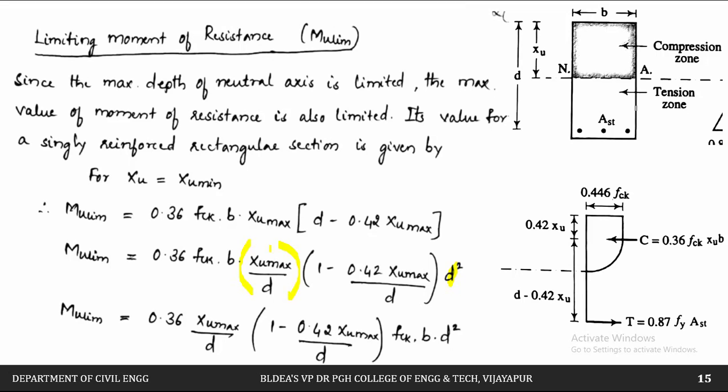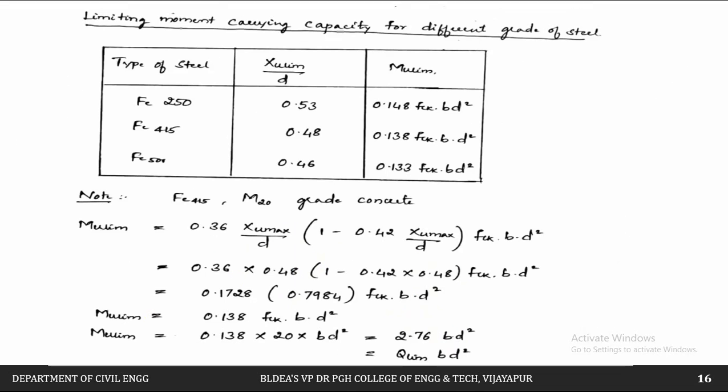Why? Because we know why we are keeping this term, that is Xu max by d value, we know already, just now we have calculated. So therefore we are keeping it this way, and it will be d square at the end. So 0.36 fck b d square, Xu max by d and 1 minus 0.42 Xu max by d. Further we can simplify for different grades of steel. Now this is the limiting moment that we have.